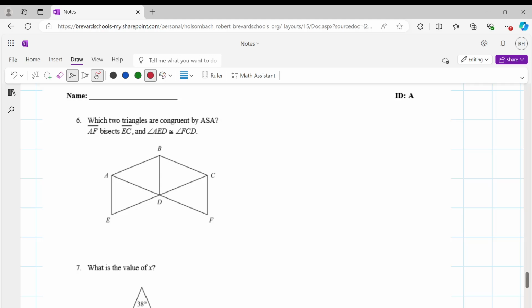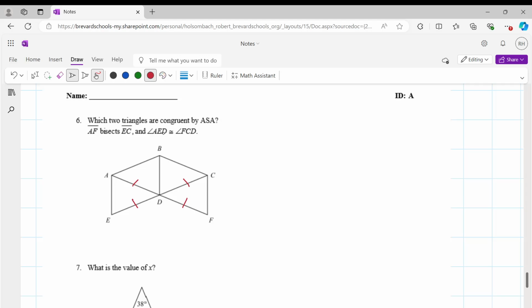Problem number 6. Which two triangles are congruent by angle, side, angle? AF bisects EC. If AF bisects E to C, then this piece is congruent to this piece, and AD is congruent to DF.